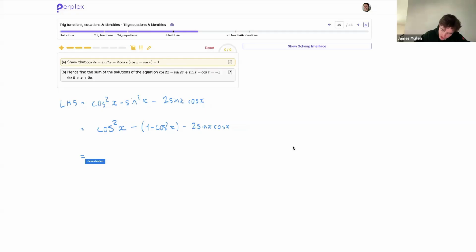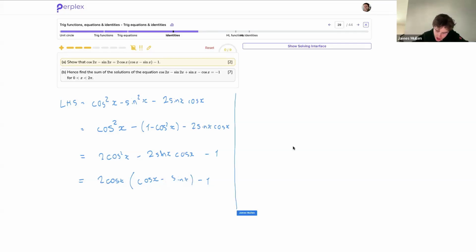And this becomes 2 cos squared x minus 2 sin x cos x minus 1. And now I can factor out 2 cos of x from the first two terms, and I find 2 cos x times (cos x minus sin x) minus 1. All right, that's part A.